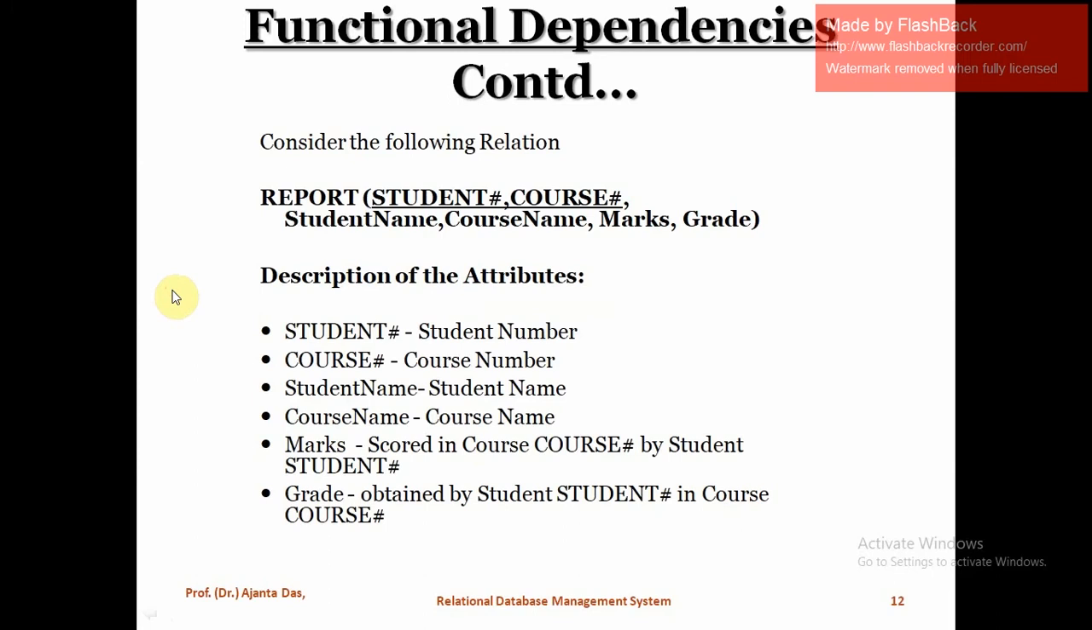Let's see what we mean by full functional dependency. We can explain it again through the previous example of the student report, where student number and course number together play the role of primary key. This is known as a composite primary key. The other attributes are student name, course name, marks and grade. If you want to see the description of the attributes, you can follow the slides: student number, course number, student name, course name, marks scored in the course by that specific student, and grade obtained by the student in the course.